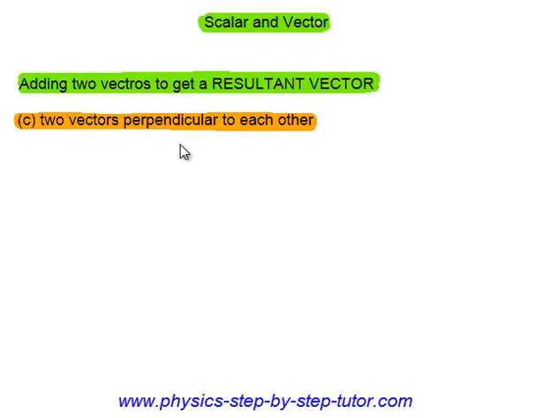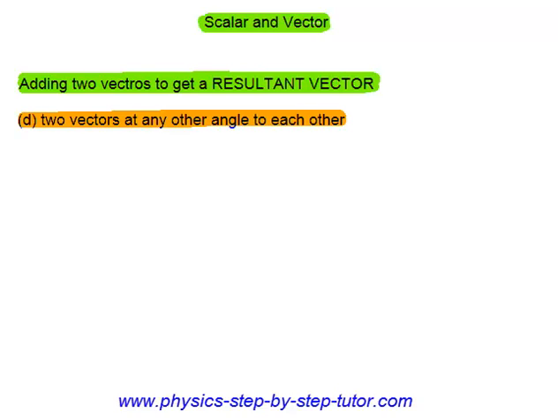Now let's look at the last part, where we have two vectors which are acting at any other angle to each other. In other words, that angle is not 90 degrees. Neither is it 0 or 180 degrees.